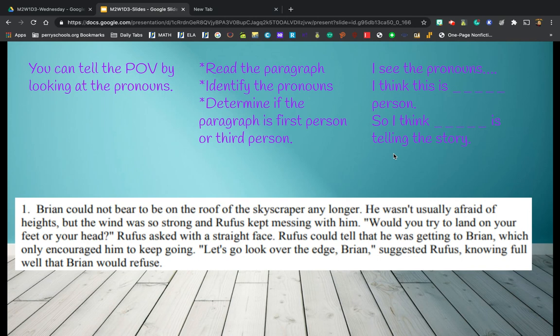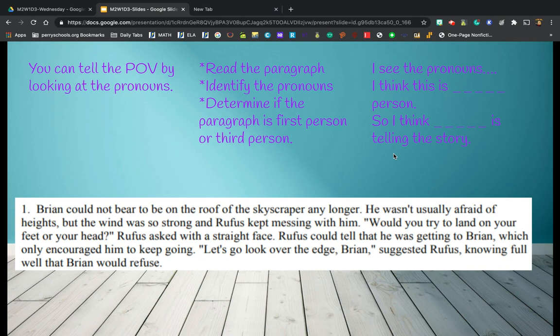Brian could not bear to be on the roof of the skyscraper any longer. He wasn't usually afraid of heights, but the wind was so strong and Rufus kept messing with him. "Would you try to land on your feet or your head?" Rufus asked with a straight face. Rufus could tell that he was getting to Brian, which only encouraged him to keep going. "Let's go look over the edge, Brian," suggested Rufus, knowing full well that Brian would refuse.